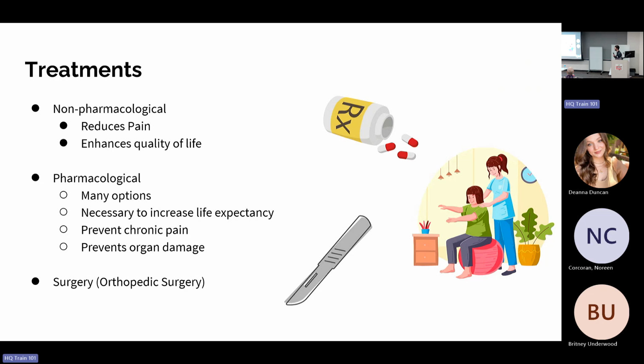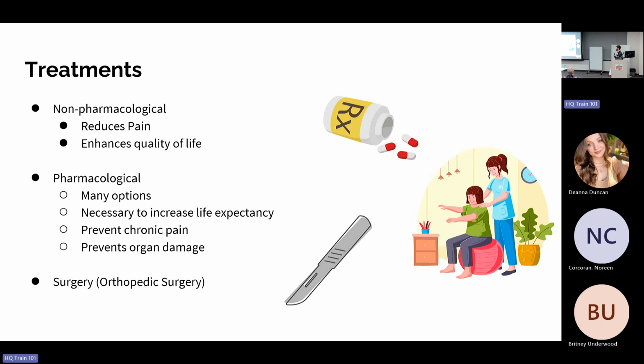So what are the treatments? Well, in osteoarthritis, we really recommend doing as much as you can with the non-pharmacological techniques, and these are very important in rheumatoid arthritis in terms of reducing pain and enhancing your quality of life, but you're not treating the underlying disease by focusing on non-pharmacological treatments. You're really going to need medicine to treat this. And we do have many options, and it's also necessary to make your life expectancy approach that of someone without the disease.